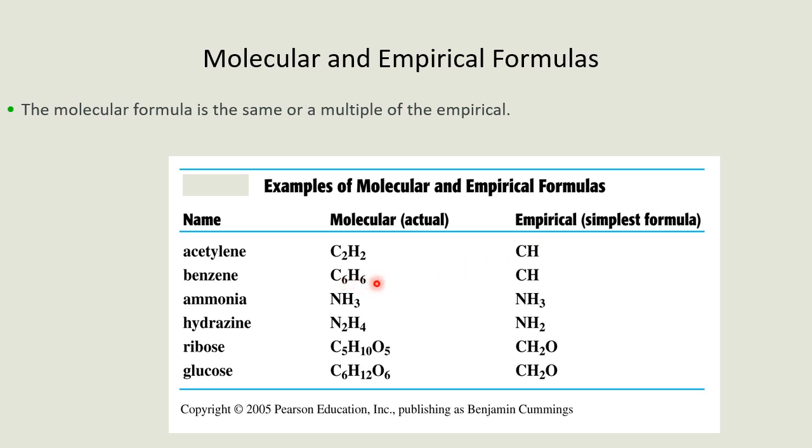Similarly here, C6H6, 6 is common here. So the empirical formula will be CH. But in this case, you can see 1 and 3, so there is no common factor. So we will write the empirical formula as such. So for ammonia, the molecular formula as well as the empirical formula will be the same. And the rest of them, you can see that it is not the same. There is a common factor, so you will find the empirical formula by the simplest ratio.